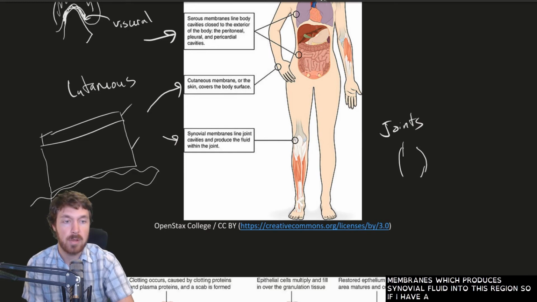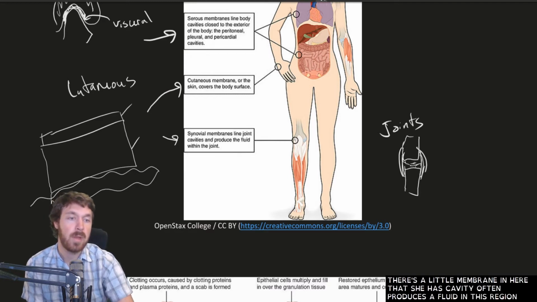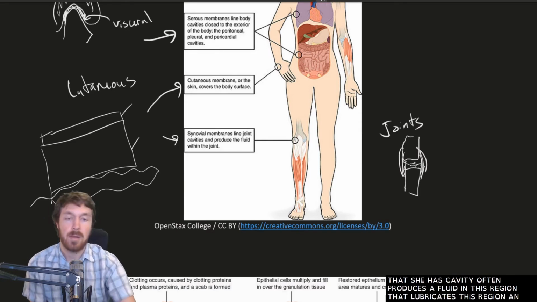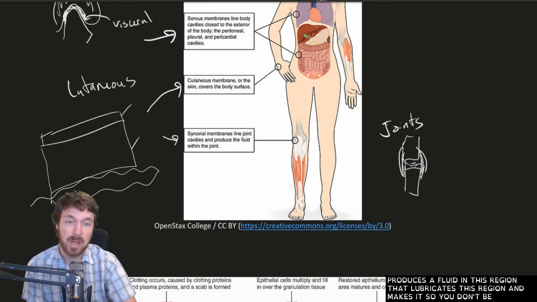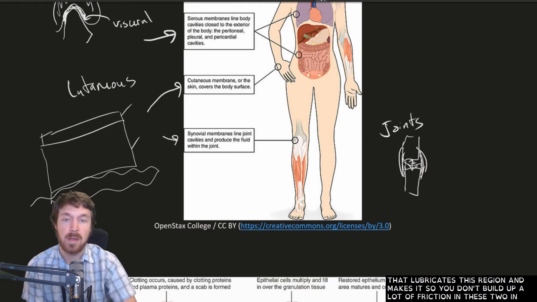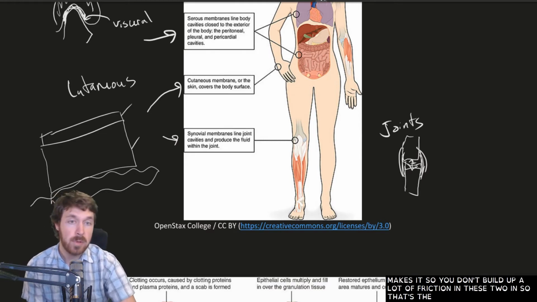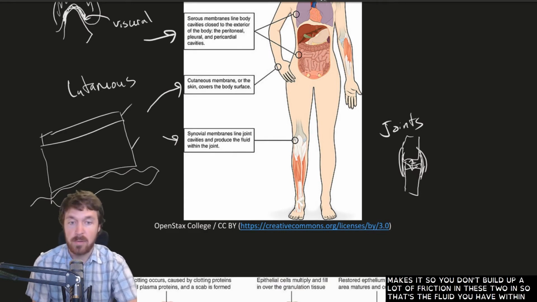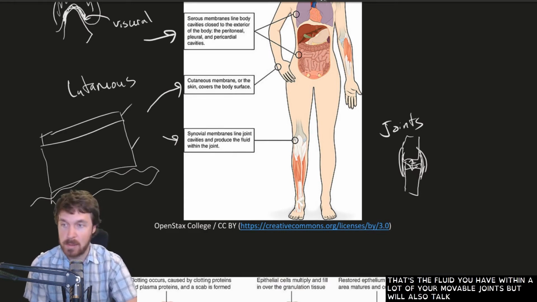So if I have a joint, an articulation right in here, let's say this is a joint cavity where these two bones move over each other, there's a little membrane in here that seals this cavity off and produces a fluid in this region that lubricates this region and makes it so you don't build up a lot of friction and these two ends don't rub on each other and cause pain. So that's the fluid you have within a lot of your movable joints, but we'll also talk about those later.